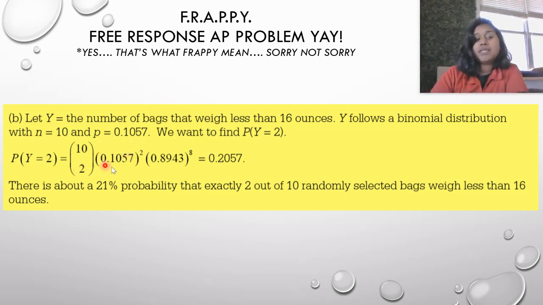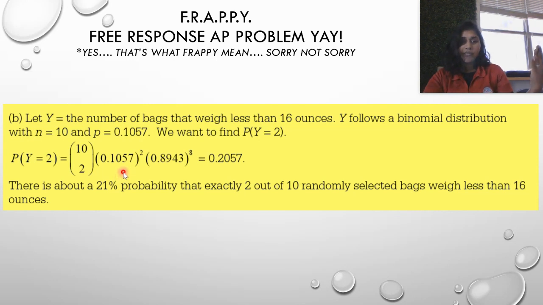This is the probability of my success. How many bags are less than 16 ounces? That would be my success right here. And then I raise it to the number 2, the number of successes I want. Where did I get 0.1057? From question A. We just solved that for ourselves.